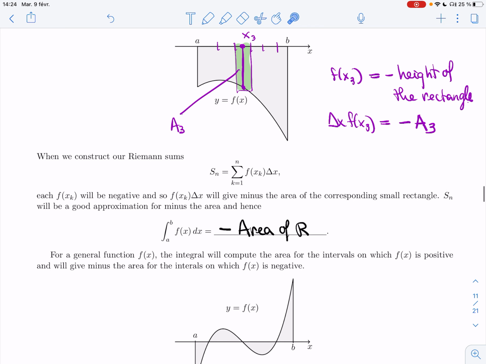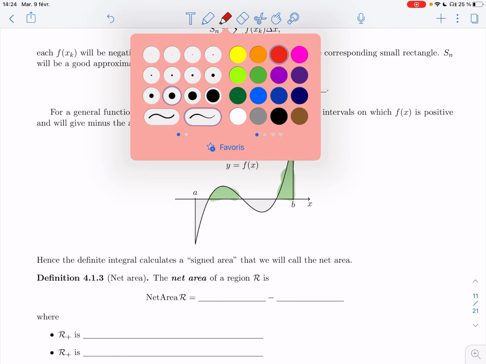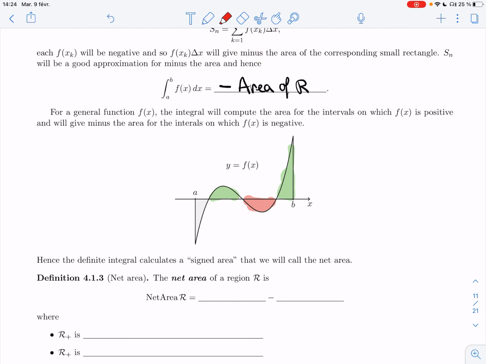Now, what about a function that switches signs? So for a general function f of x, the integral will compute the area for the intervals in which f is positive and will give minus the area for the intervals on which f is negative. All right, so for something like this picture here, the part that's on the positive side will get computed positively. And then the regions that are under the axis will get added negatively, will be subtracted from it.